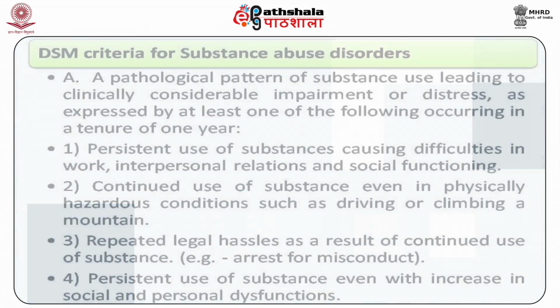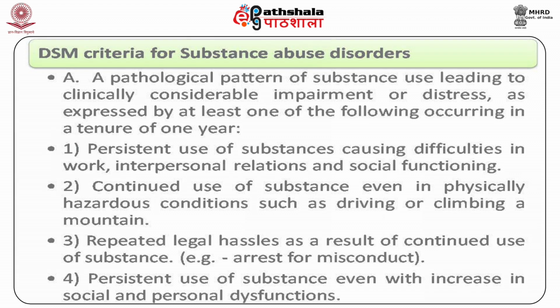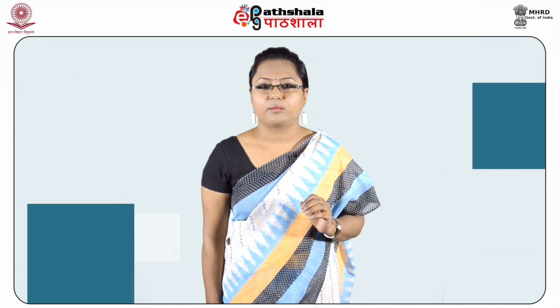Substance abuse disorder: a maladaptive pattern of substance use leading to clinically significant impairment or distress, as manifested by at least one of the following occurring within a 12-month period, which includes recurrent substance use that results in a failure to fulfill some major role obligations at work, school, and home. Recurrent substance use in situations in which it is physically hazardous, like driving. Recurrent substance-related legal problems, for instance, arrest for disorderly conduct. Continued substance use despite persistent or recurrent social and interpersonal problems caused or exacerbated by the effects of the substance. The person has never had symptoms or problems that have met the criteria for substance dependence for the class of substance.